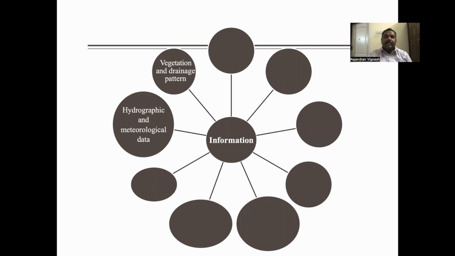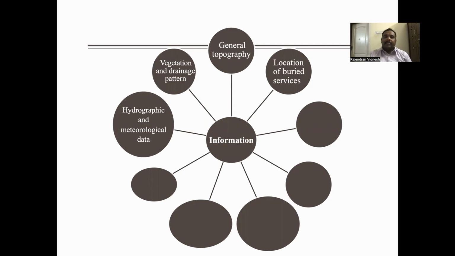Next one is vegetation and drainage pattern. Vegetation is nothing but the green cover which is available in that particular location, and drainage pattern is nothing but how the water is submerged into the ground, or it is taken out from that particular location when heavy rainfall is taking place. General topography is telling about the valley and altitude, that is the height and the valley regions in that particular location.